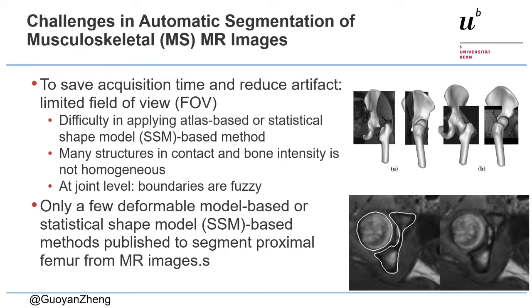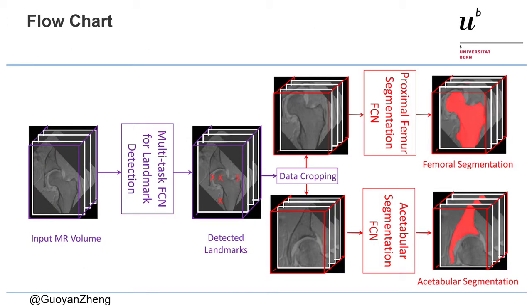Until now, in the literature, only a few deformable model-based or statistical shape model-based methods exist. So here's a flow chart of our method. Taking this limited view data, we first do multitask landmark detection using recently introduced deep learning technology. Then based on the detected landmarks, we can crop the data to the acetabular region and the femur region. And then we use another deep learning based technology to do fully automatic segmentation.